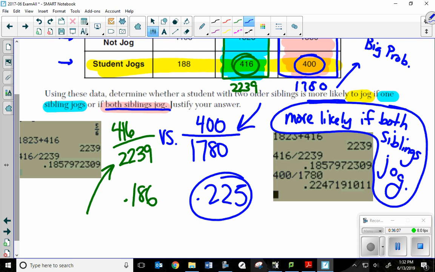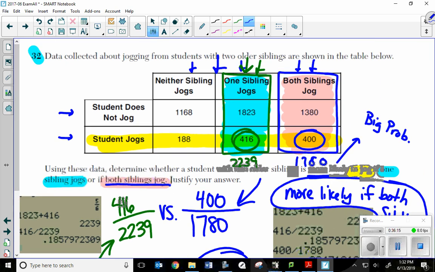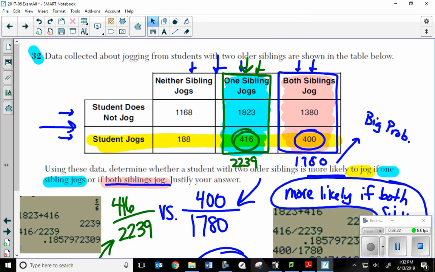All right, and there you go. We're done. This one was probably a little tricky because they talk about jogging and jogging and jogging, and both the columns and the rows talk about jogging, so you really got to be careful and look at what they're asking for there. But the rest of this wasn't that difficult at all, and I think you could have scored really, really well on this.